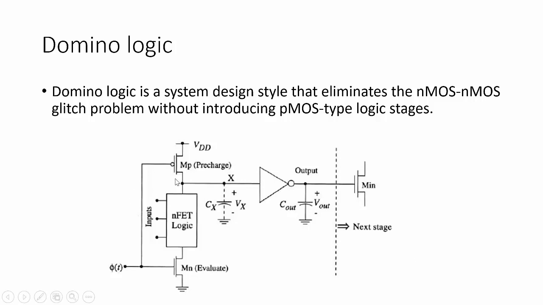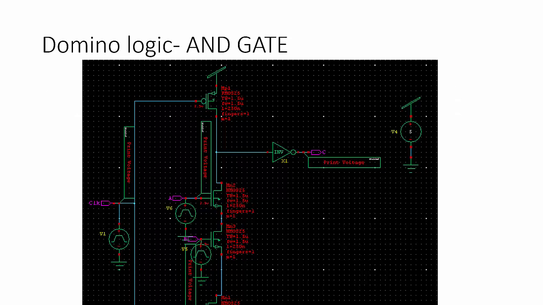From here we are taking the output and an inverter will be connected. Then we will be taking the primary output. If it is multiple stages, this will be repeated like this. So this is the structure of domino logic. In our example, I am going to take the structure of an AND gate.